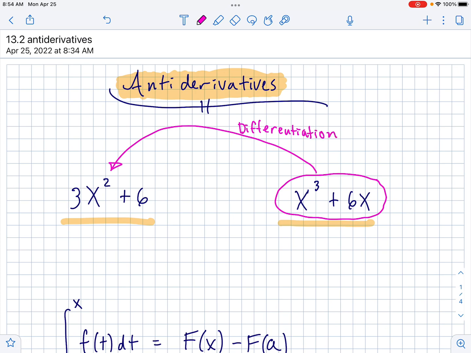You guys have done a lot of that arrow right there in the previous unit. Today we're going to focus on being able to take this and then turn it into this. And this is called integration.